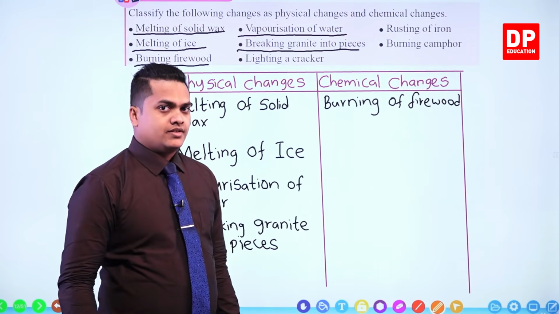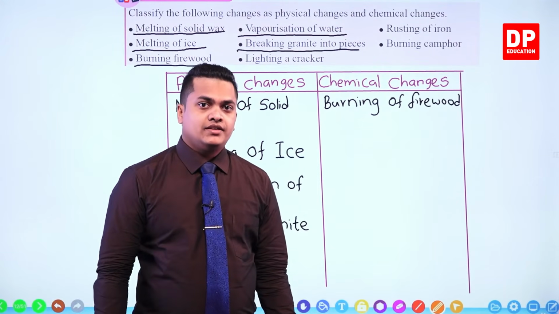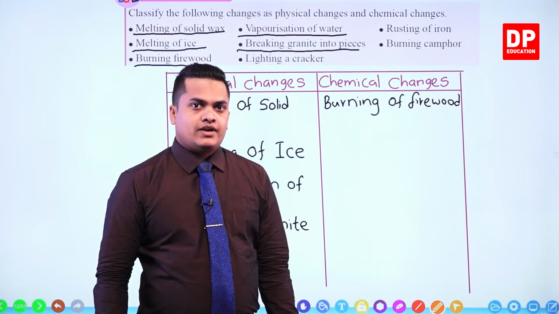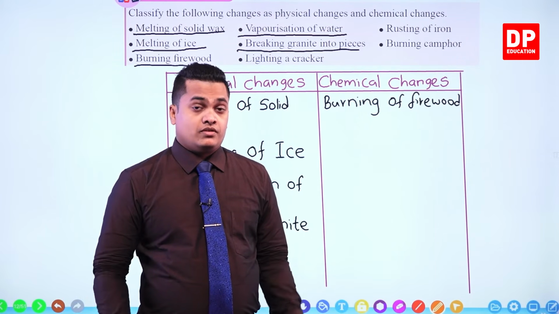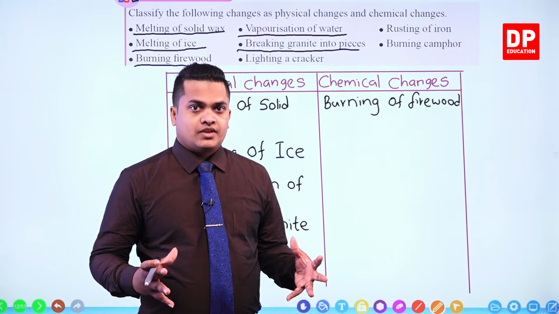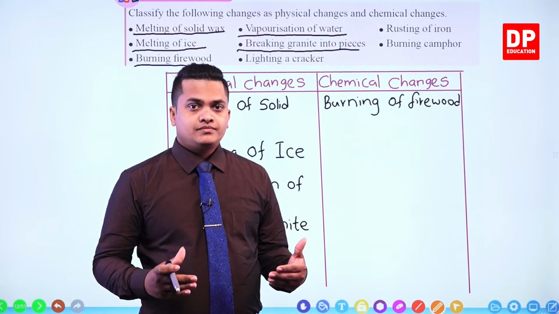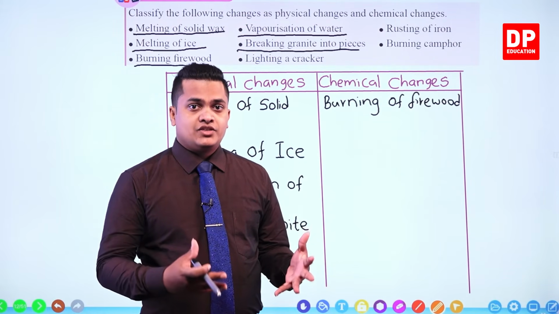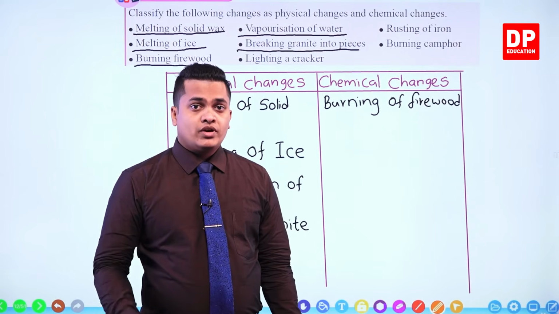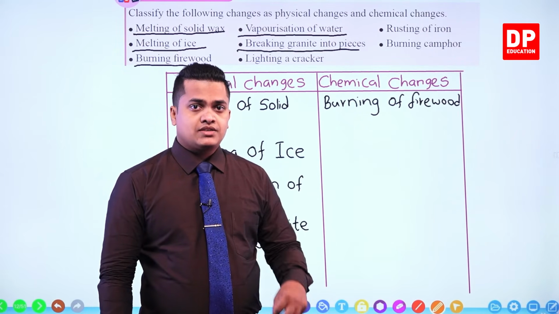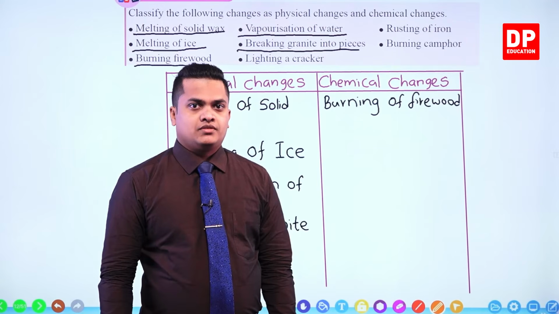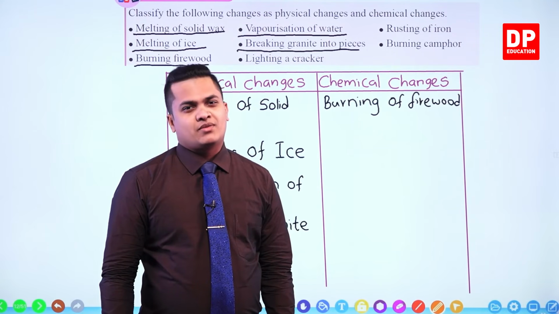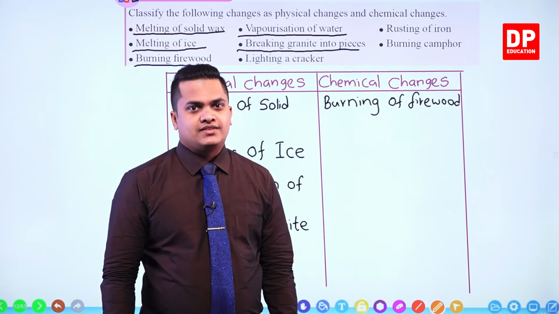If you take lighting a firecracker, when you light up a firecracker, what happens? It gives out a huge sound and it's going to explode. Light energy is going to emit. Smoke is going to emit. Sparks are going to come out. Obviously then, new substances are getting created in this process.